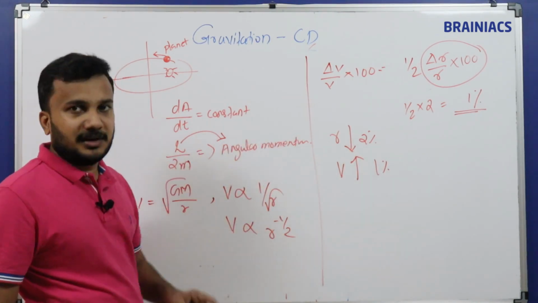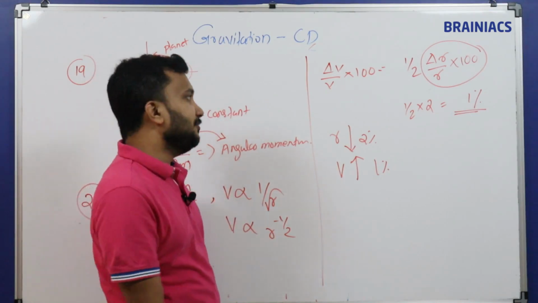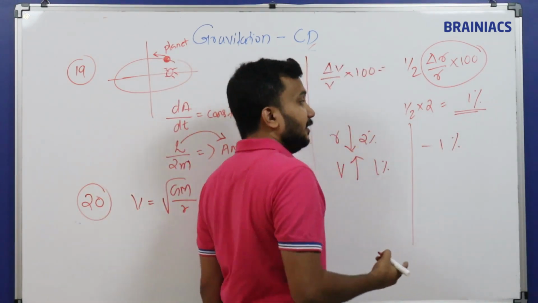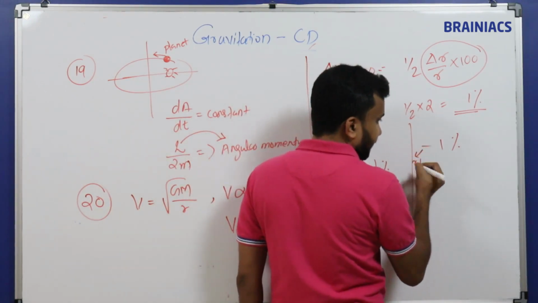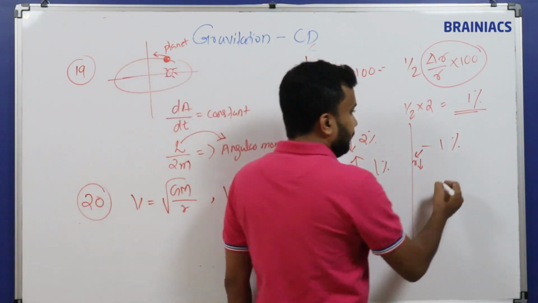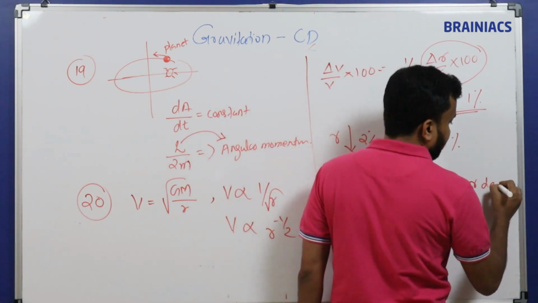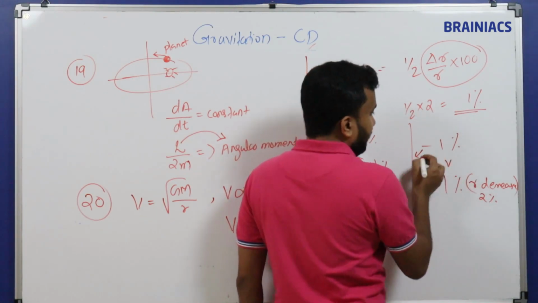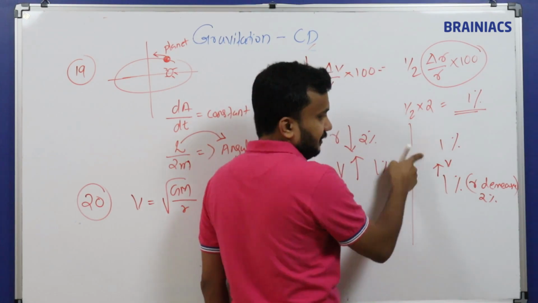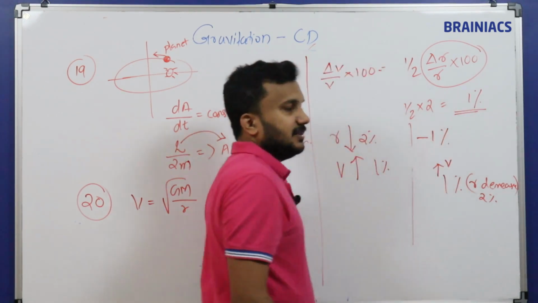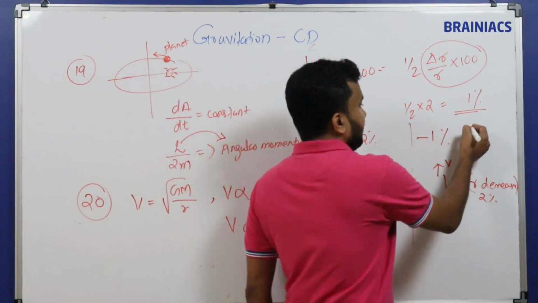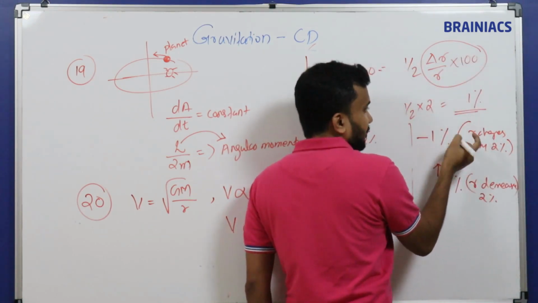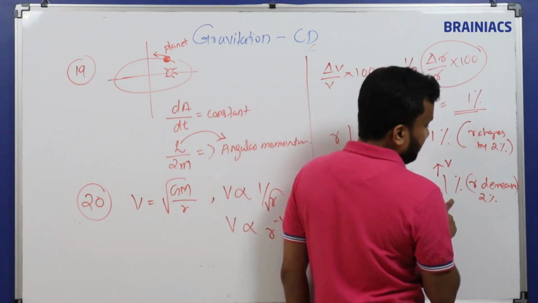That's why, if you are taking minus 1 by 2 into delta r by r, this minus indicates both are in reverse proportion. If you are not keeping the minus over here, you can write this answer in two ways. One way you can say minus 1%. Another way: this minus indicates r decreases. If you are saying 1%, then r decreases 2%, so 1% increase of v. Without the minus sign, you can write like this also. If you are writing minus 1%, no confusion, this minus indicates both are in reverse proportion. R changes by 2%, and what changes? It decreases. So if you are simply picking 1%, you are writing it like this.